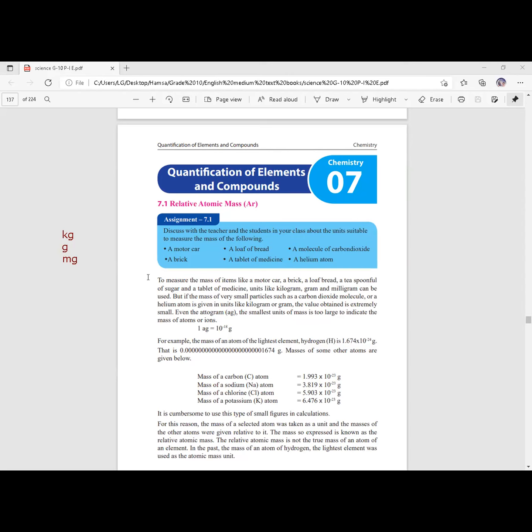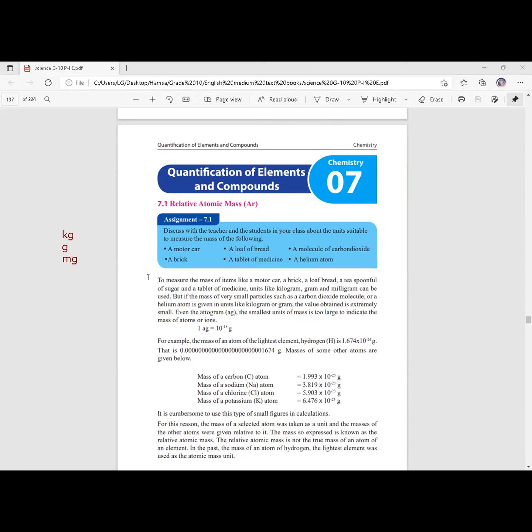Have you heard of the word negligible? We don't consider that it is 0.000 something, so it is negligible mass, right? Even the attogram, the smallest unit of mass, is too large to indicate the mass of atoms or ions. Yes, there is a unit called attogram, children. Simple A, simple G.